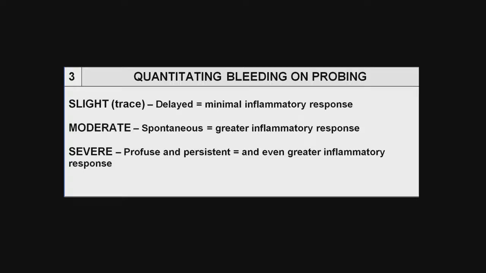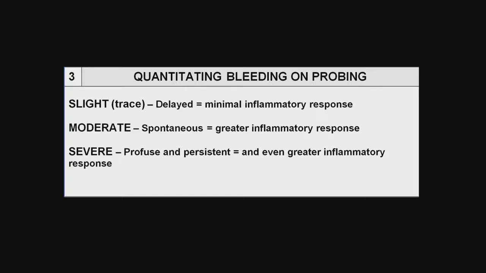Moderate means that it is spontaneous, means there's a greater inflammatory response, and in all probability, much more significant. An example of this is you are probing and you get a 5 millimeter probing depth, but as you're probing and withdraw the probe, blood follows that out.